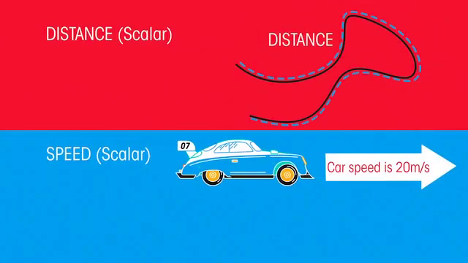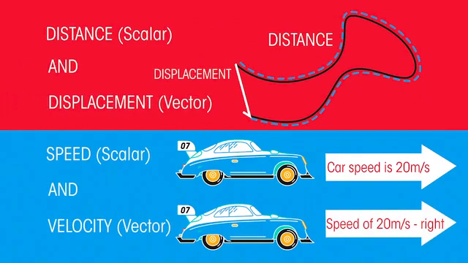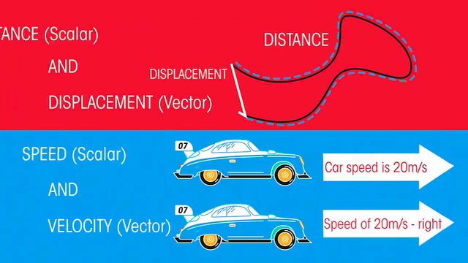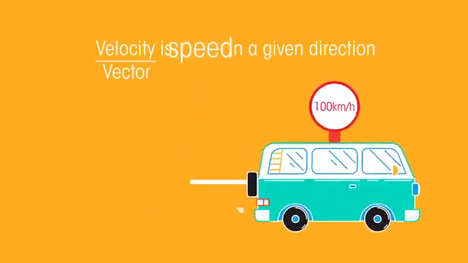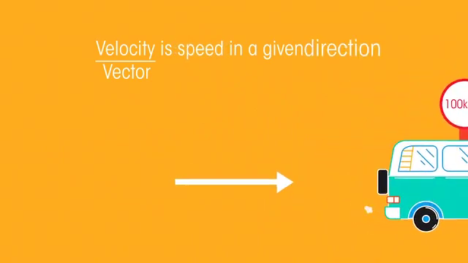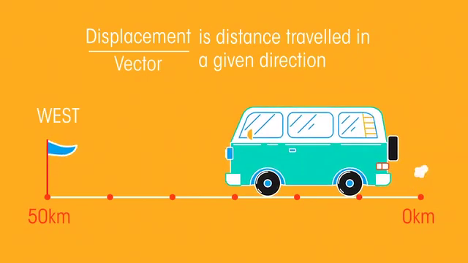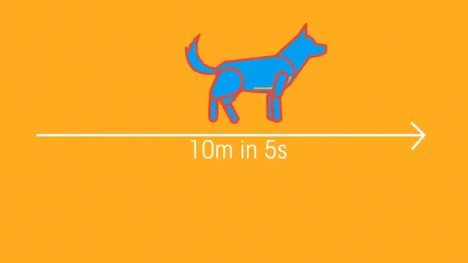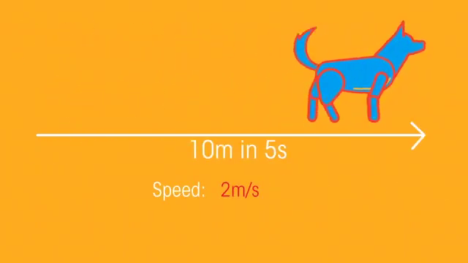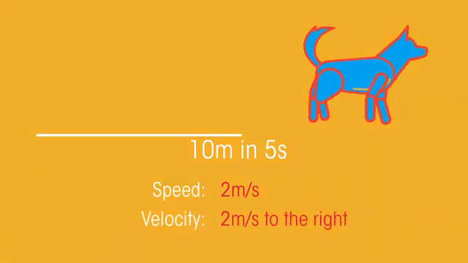There are a few cases where you might come across this. Both speed and distance are scalars. Velocity and displacement are vectors. They also have a direction. Velocity, therefore, tells us how fast an object is moving, as well as its direction. Displacement tells us how far an object has moved and the direction that it has moved in. For example, the dog traveling 10 meters in 5 seconds has a speed of 2 meters per second, but a velocity of 2 meters per second to the right.